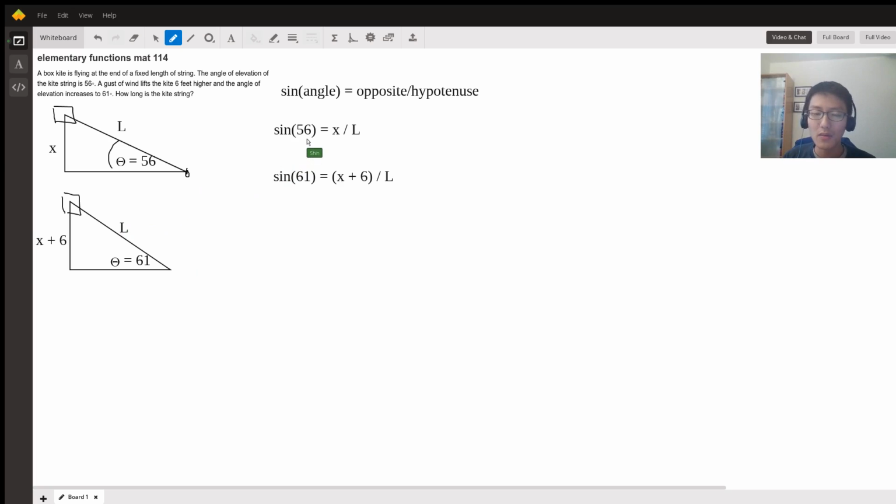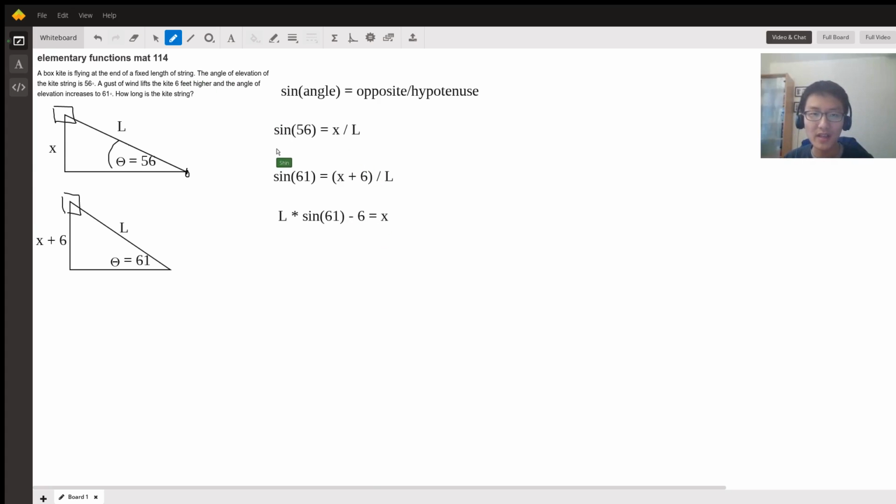Now you're thinking, but how am I supposed to figure out the length if we have another variable here? Here's the thing though: you can rearrange the second equation so that it remains similar to the first. What do I mean by that? If you multiply by L on both sides, you'll get L times sine of 61 is equal to x plus 6. And if you subtract 6 on both sides, you get L times sine of 61 minus 6 is equal to x.